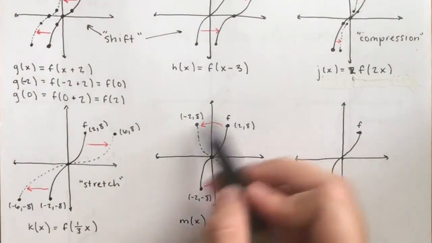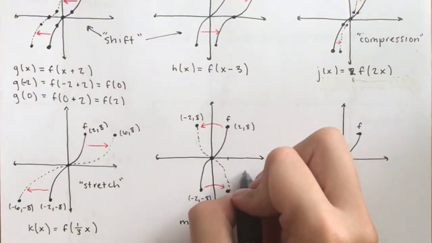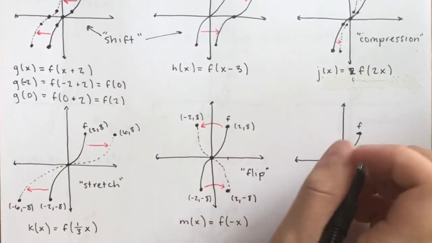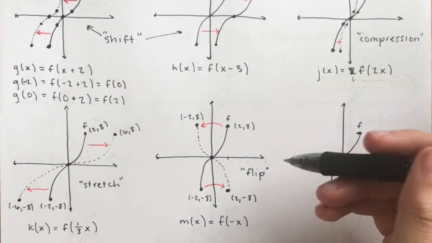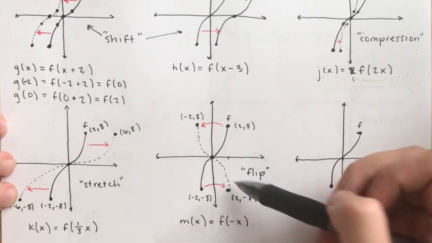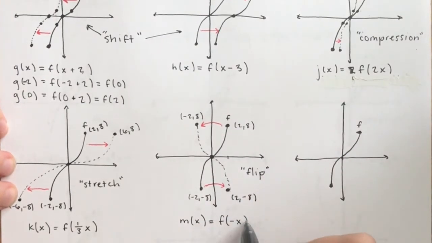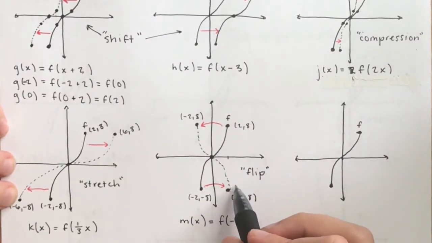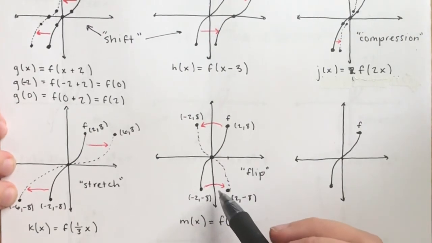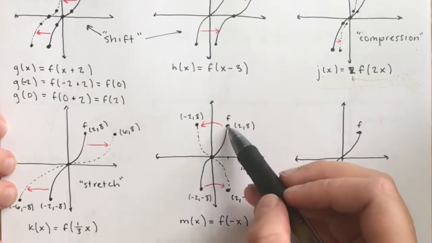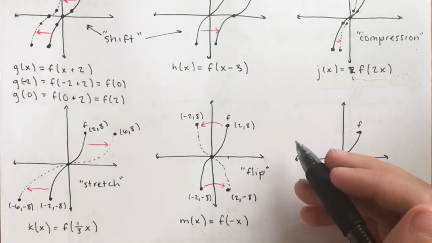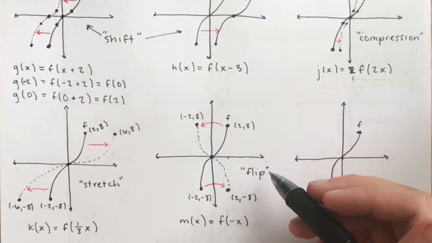We've flipped over the y-axis. This again is a flip. So I want us to notice that even though the graph of f of -x looks very similar to the graph of -f of x, it didn't have to be that way, right? It only turned out that way because this is a very symmetric graph. But if we had a graph that was less symmetric, it might not necessarily be the same.